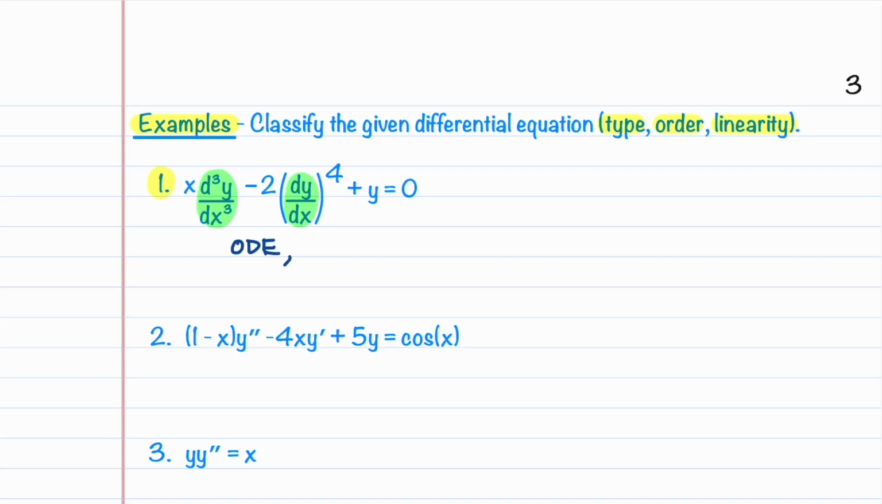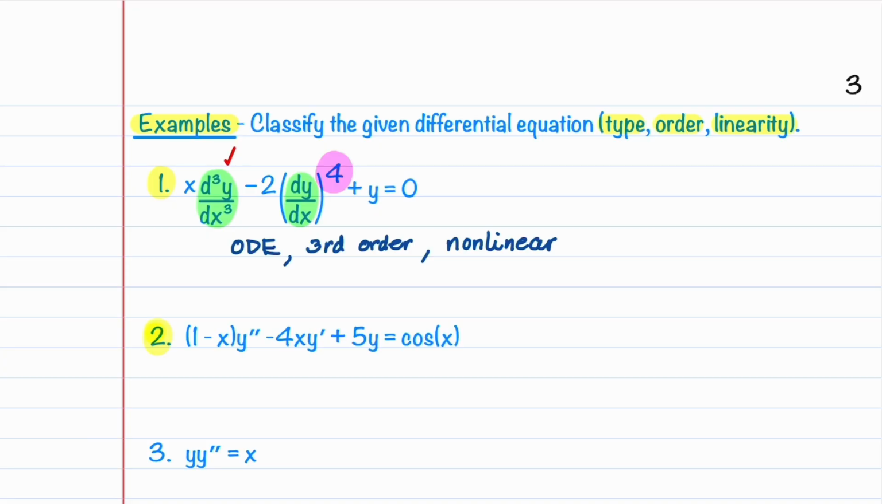And now let's talk about order. The highest order derivative in this example is a third order derivative. So this differential equation is a third order equation. And now we have to see if it's linear or nonlinear. Notice that the dy dx term is raised to a power of 4. Because it's not just a power of 1, this equation is nonlinear. Any power other than 1 will make it nonlinear.